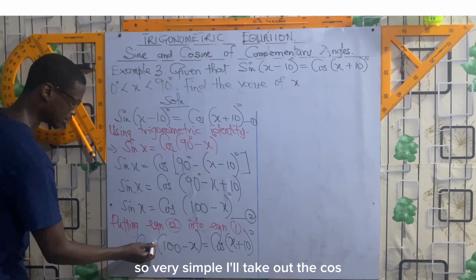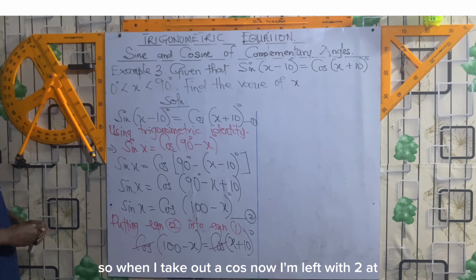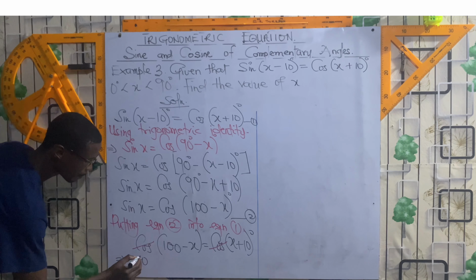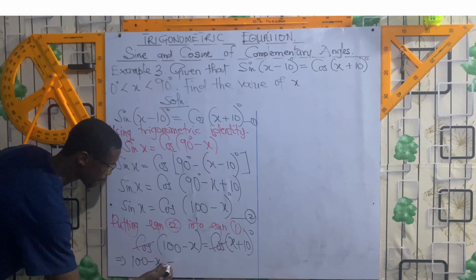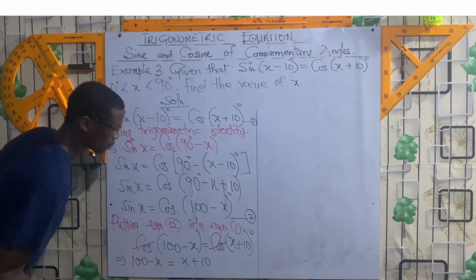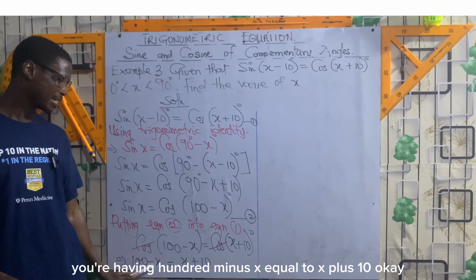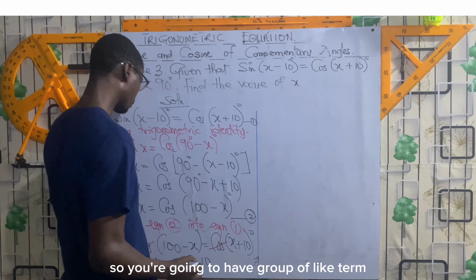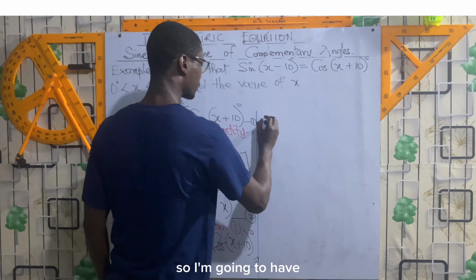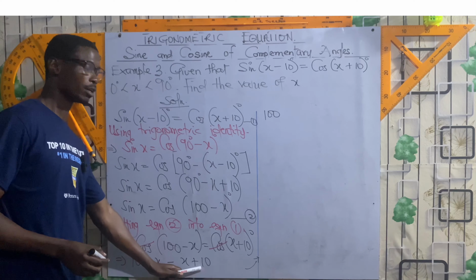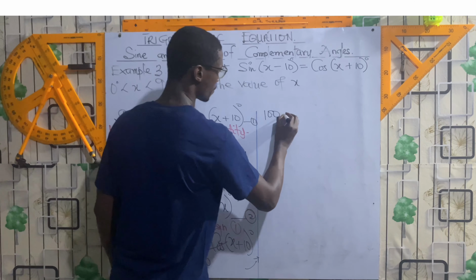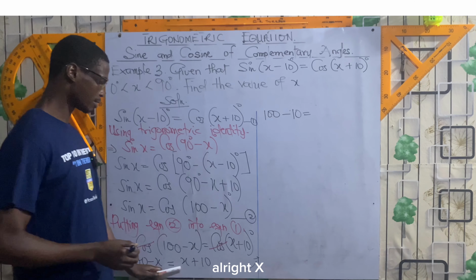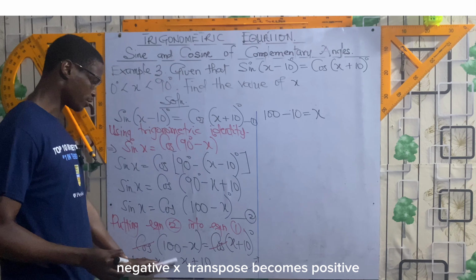Okay, now what is the next step here? So very simple, I'll take out the cos. So when I take out the cos now, I'm left with what? So this equation you're having, 100 minus x equal to x plus 10. Okay, so you're going to group like terms now. So positive 10 when you transpose becomes negative. Negative x when you transpose becomes positive.